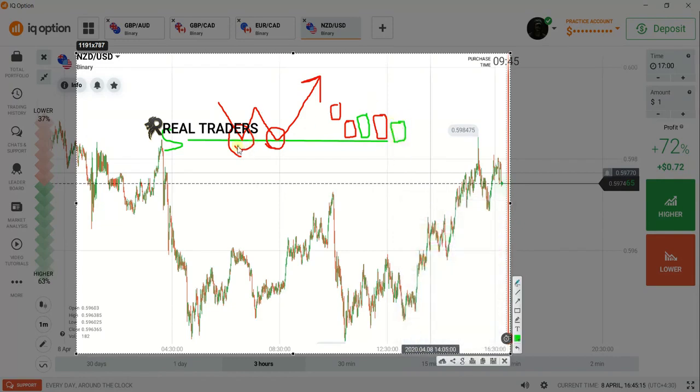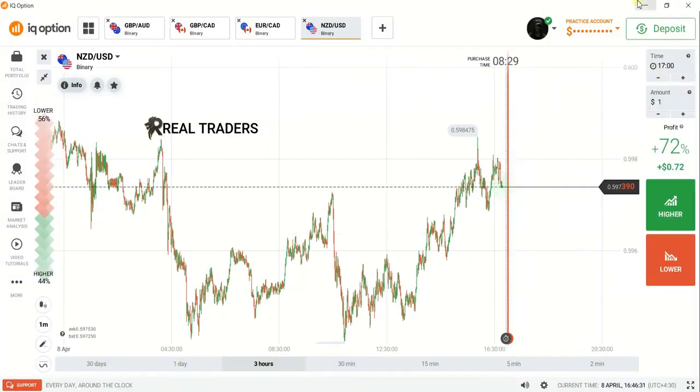So this is the double bottom pattern, and after this strong bullish candle, we can expect another bullish candle here. The market will go up here. Let me show you one example.